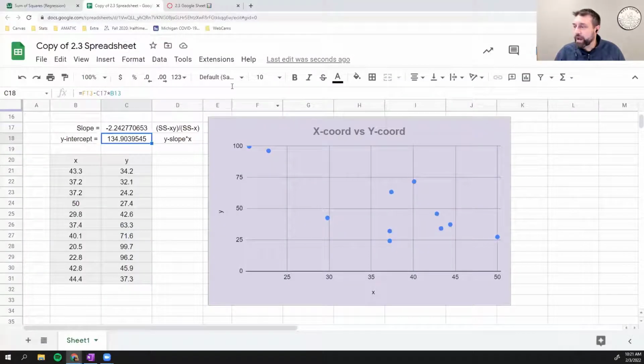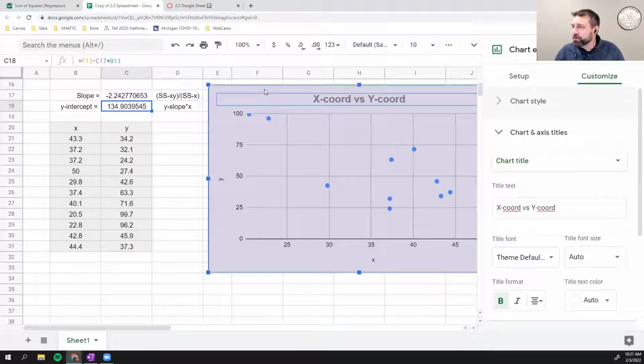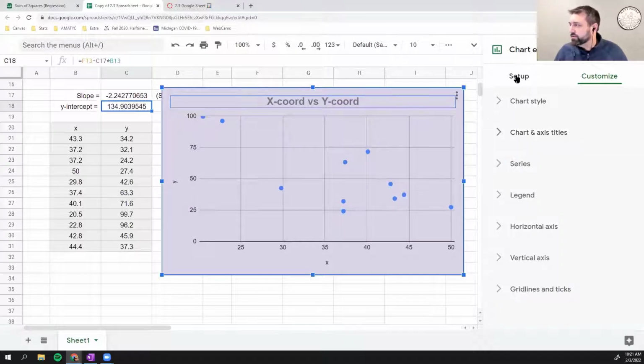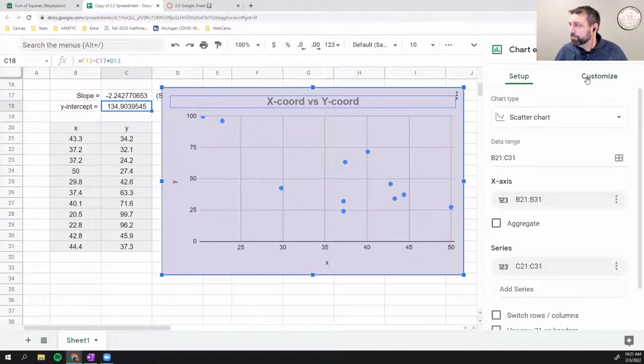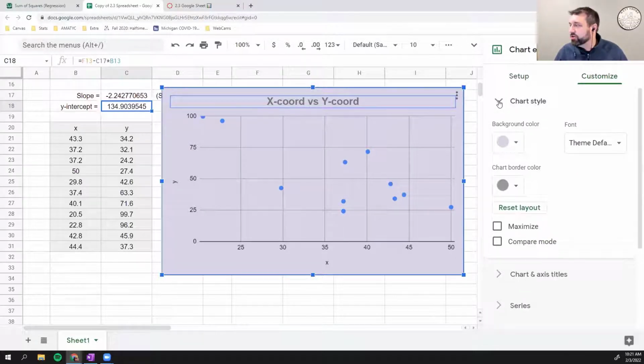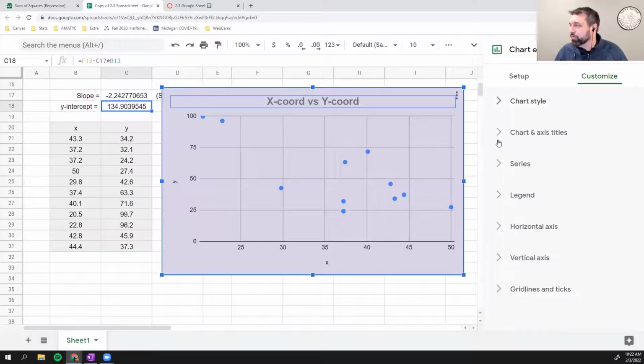So here we go. We're going to go back to the chart. We're going to double click on it. We're going to bring up our chart editor. And remember, there's 2 tabs in the chart editor: the setup and the customize. We're going to go to the customize tab. We've done the chart style with the background color. We've done the chart axes. And now we're going to go to series.